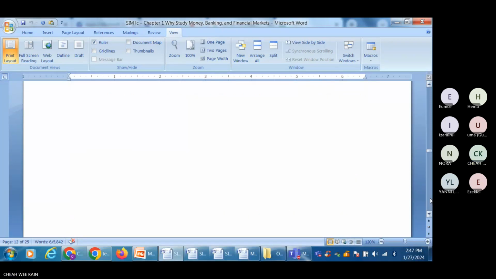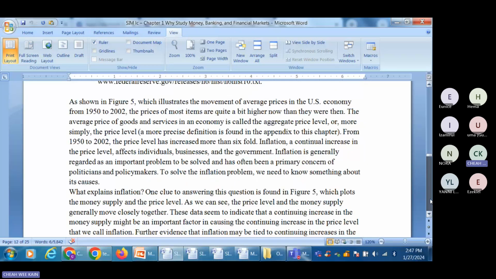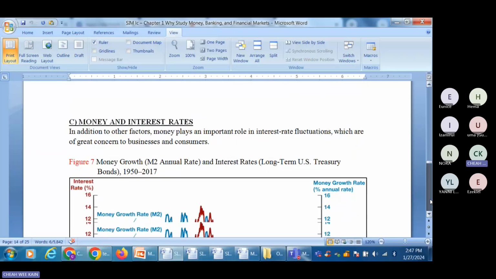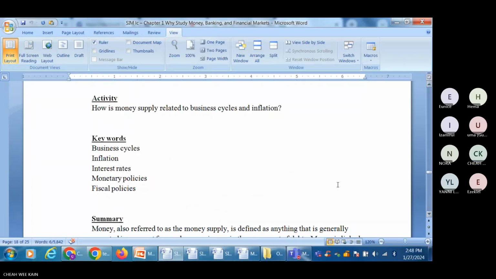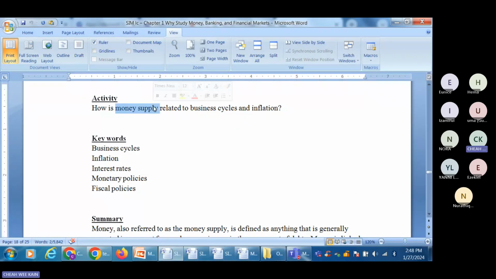Now let's look at the next chapter. Now, what is money supply? Money supply means the amount of money in the market. That means for the whole of Malaysia, how much money is there? How is money supply related to business cycle and inflation? Let's look at business cycle first. How is money supply related to business cycle?